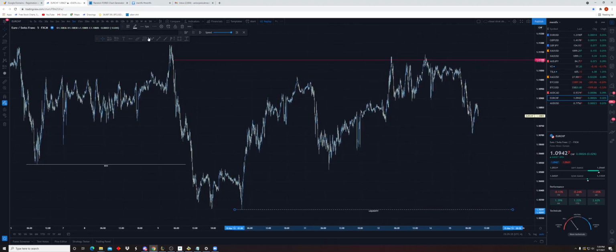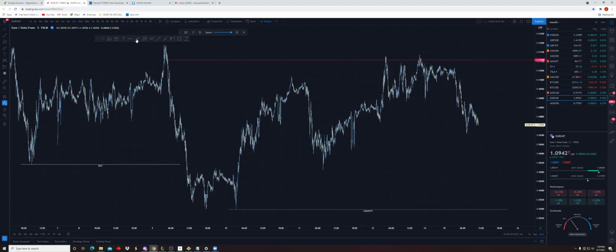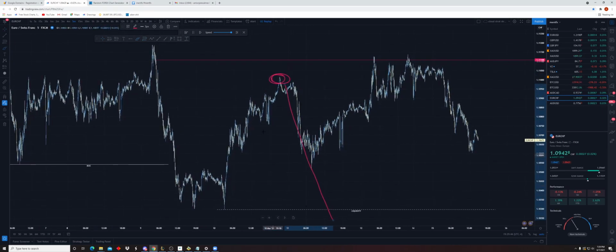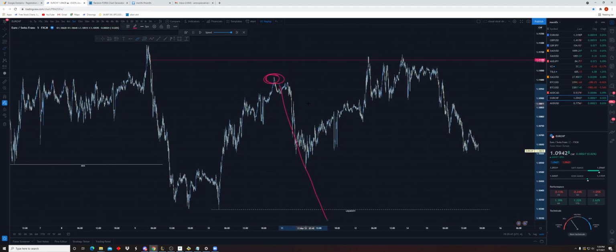Now, again, price could have stopped right here. Whoops, sorry. Price could have stopped right here, right? And then broken down to that liquidity. And if it did, this is a trade missed. There's going to be an opportunity missed there.